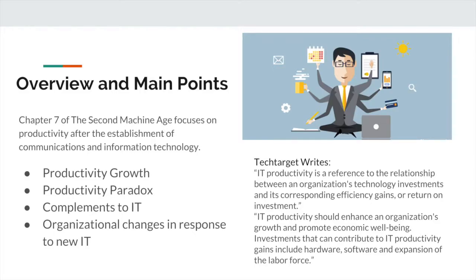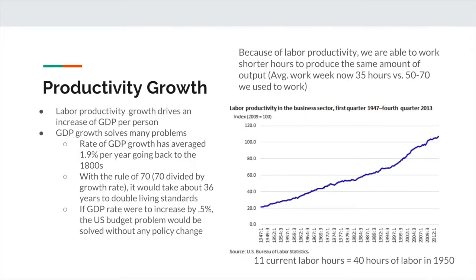So moving into productivity growth, labor productivity growth drives an increase of the GDP per person rate. And right now, the rate of GDP growth per person has averaged 1.9% per year going back to the 1800s. And with the rule of 70, which is 70 divided by the growth rate, it would take about 36 years to double our GDP or living standards. And if the GDP rate were to increase by just 0.5%, the U.S. budget problem would be solved without any policy change, which could be very important.